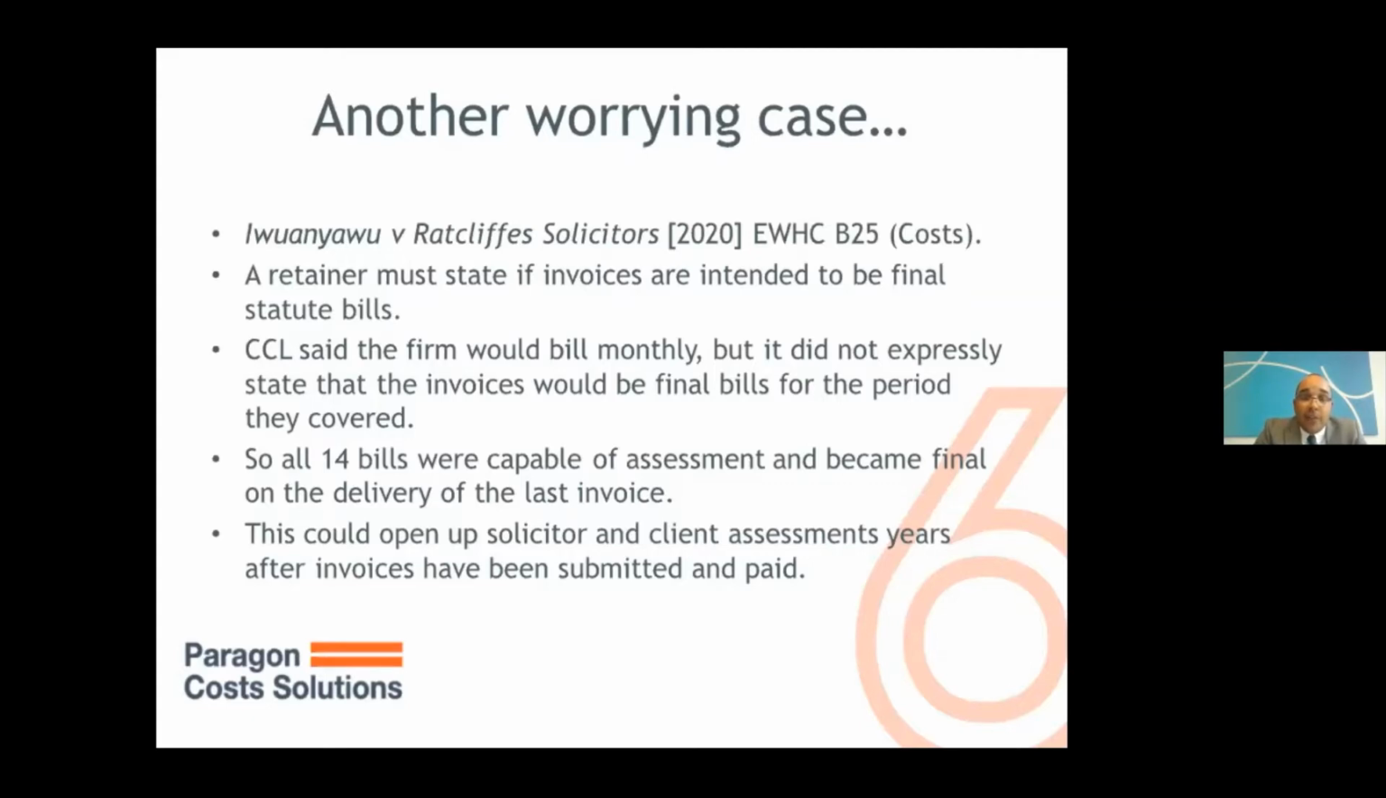But what Master Gordon Saker said, which is in my view a development, and again, many client care letters I see would fall foul of this, is said that the retainer must state if invoices are intended to be final statute invoices. And if they didn't expressly say that they would be final bills for the period, and what that meant, then in effect, they wouldn't be treated as final statute invoices.